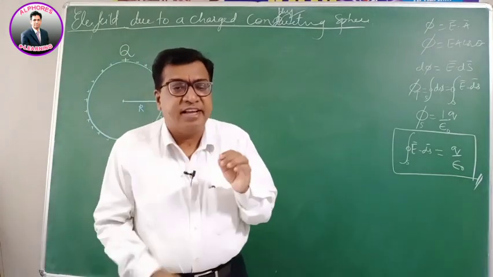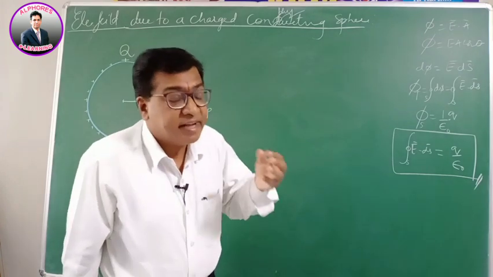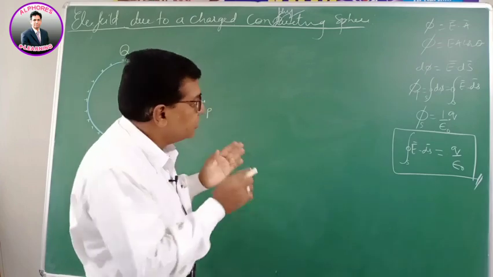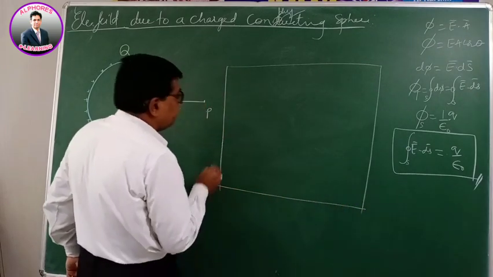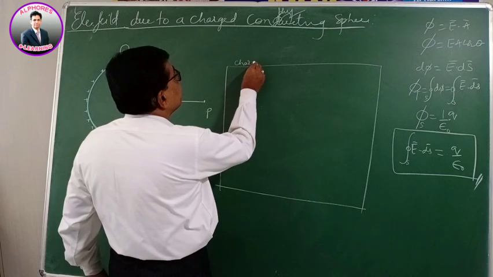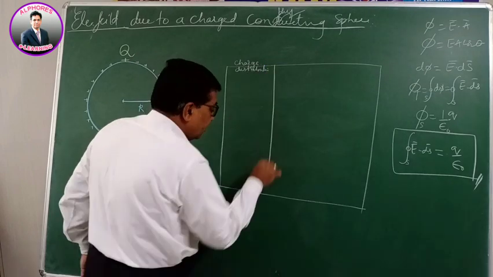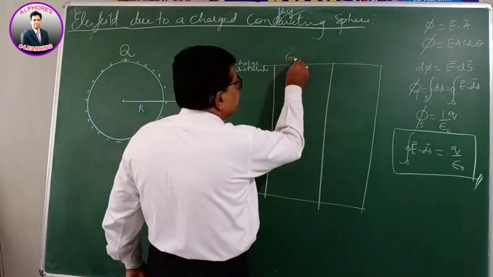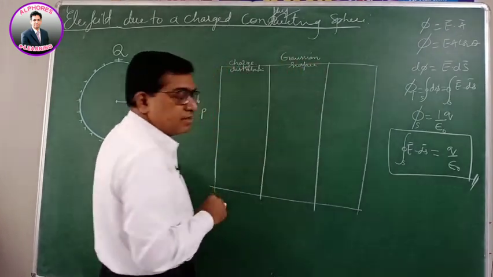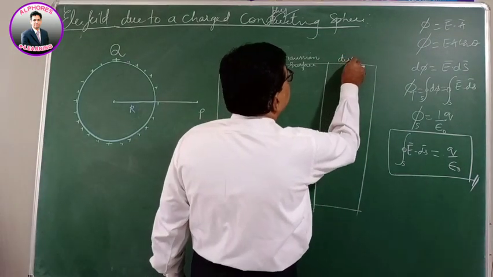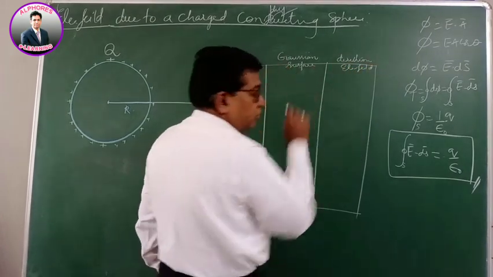Now let me give you clarity regarding how you imagine a suitable Gaussian surface for any charge distribution. Suppose, let me show it by a table. This is the charge distribution, the various charge distributions. The suitable Gaussian surface, what Gaussian surface you can imagine, and the direction of the electric field for that charge distribution.